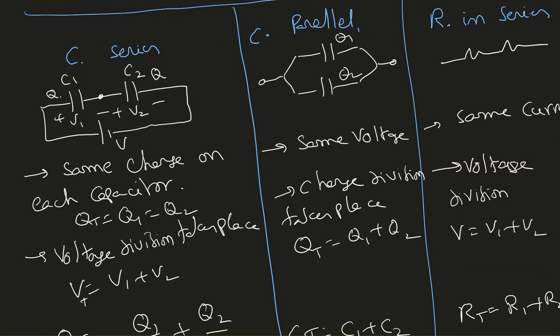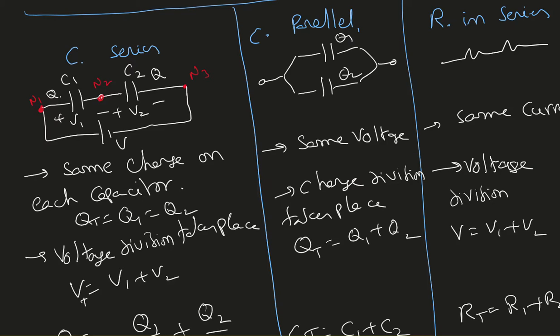Now, we know that if it is in series, at any node, only two elements exist. So if you look here, I have three nodes. A node is nothing but a junction where two or more elements are connected together. So here I have three elements. At node 1, capacitor and voltage source are connected. At node 2, capacitor 1 and capacitor 2 are connected. At node 3, capacitor 2 and voltage source are connected.